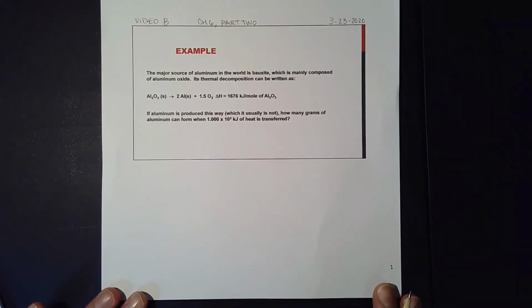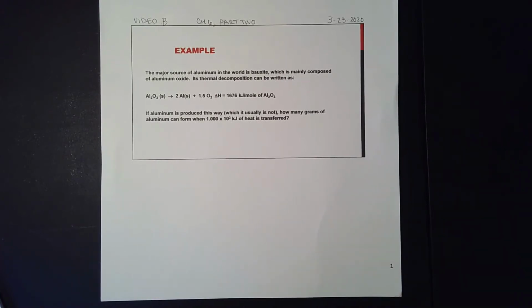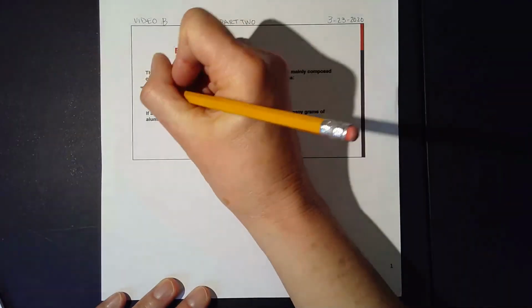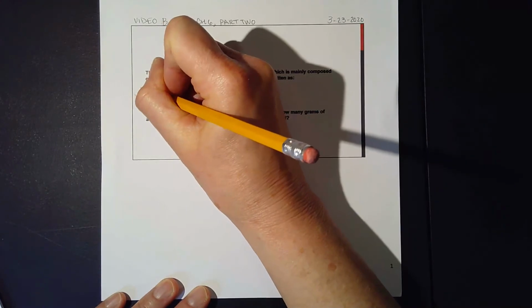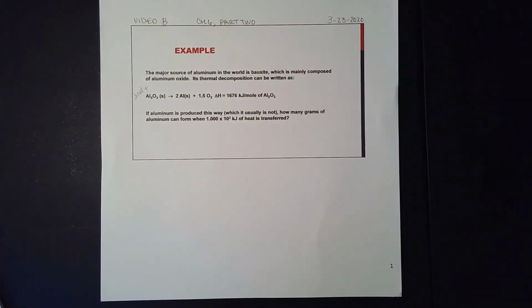Okay, in this example, we're being asked about aluminum produced in this way, and we're given delta H is 1676 kilojoules per mole. That means that heat is a reactant. We know that because delta H is positive. So if aluminum is produced in this way, which it usually is not, how many grams of aluminum can form when 1 times 10 to the third kilojoules of heat is transferred?